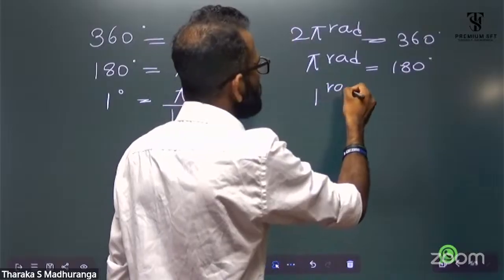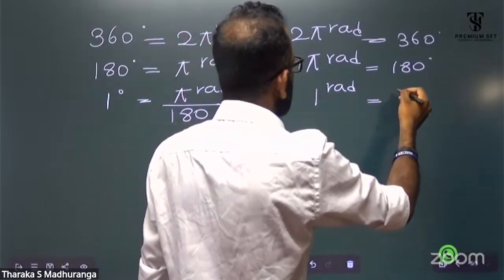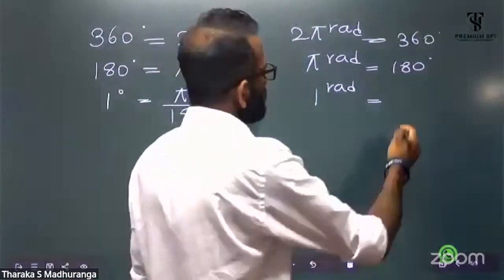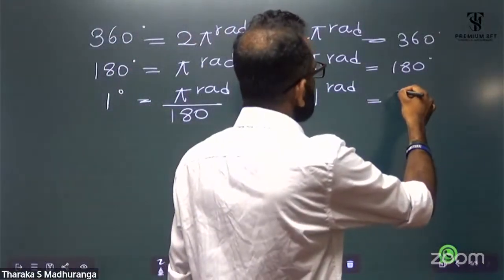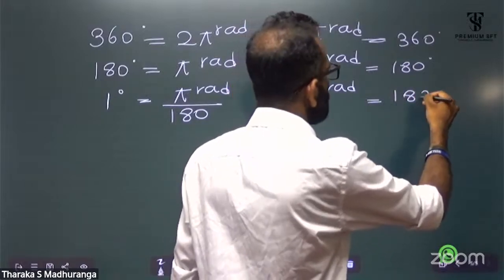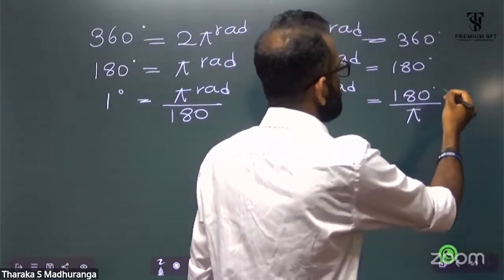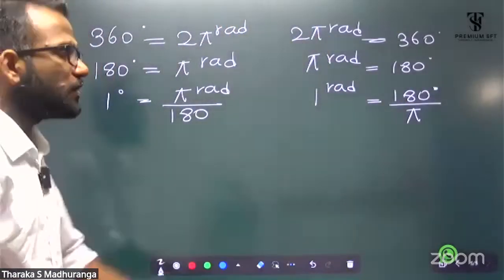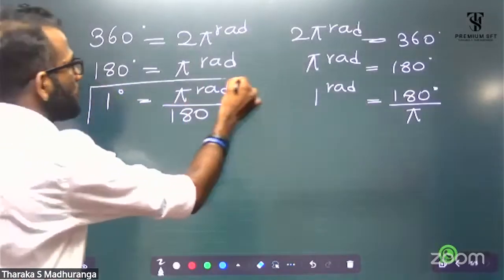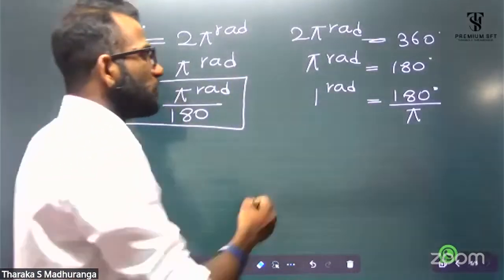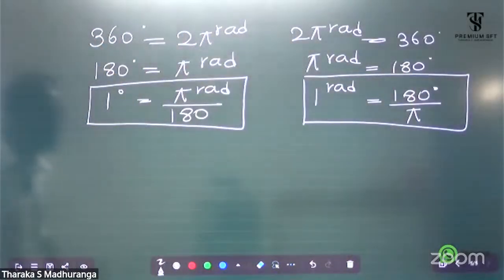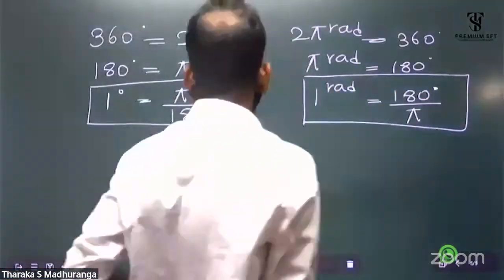1 radian equals 180 over π degrees. Okay, that's the point. They are the relationships. Then 1 degree equals π over 180, and 1 radian equals 180 over π. Okay, they are the two relationships.